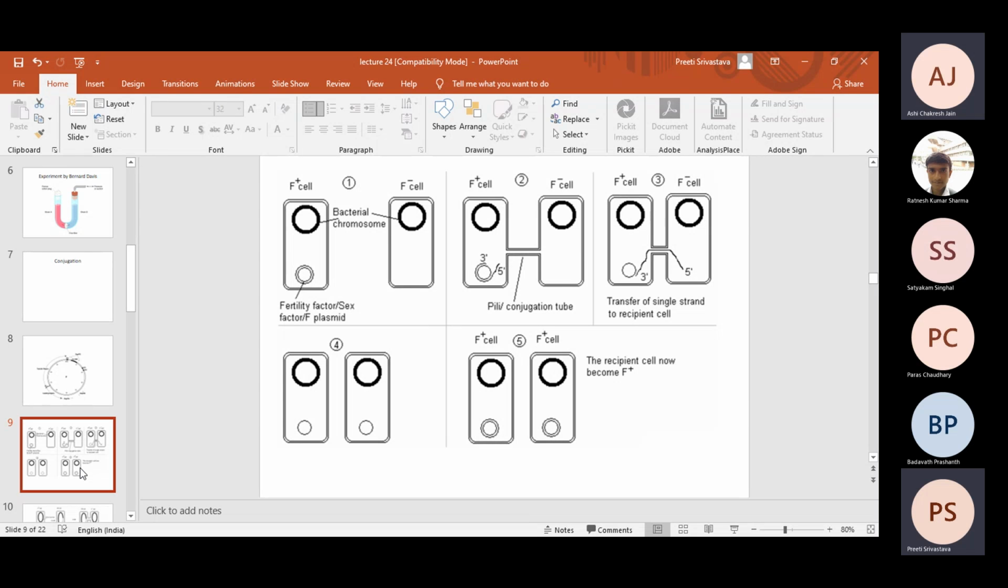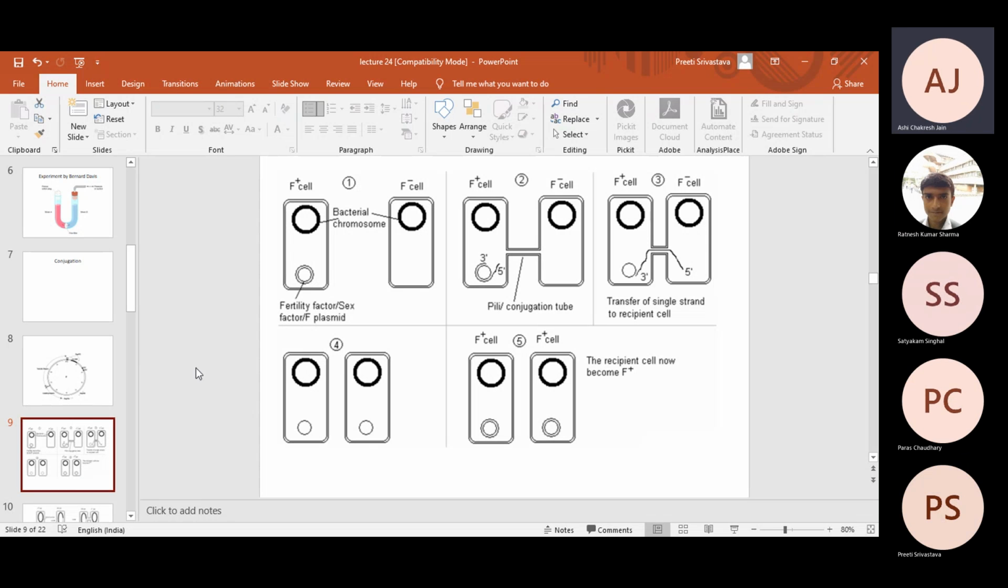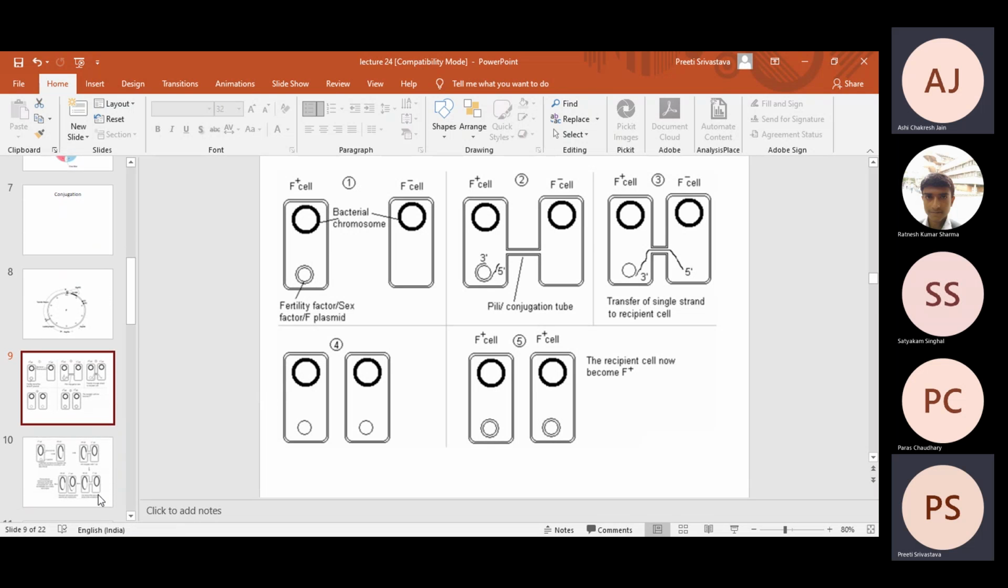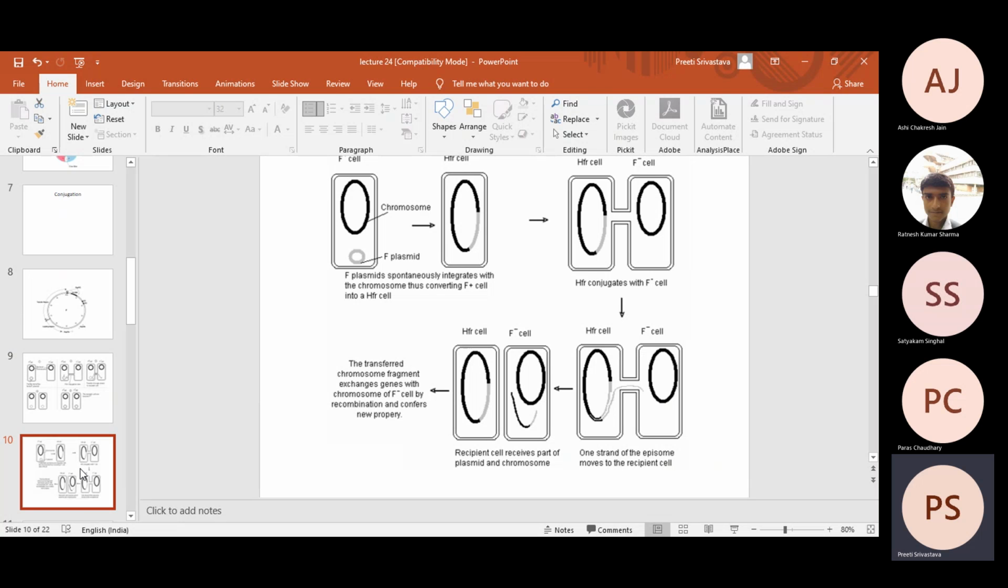Yes, ma'am. When the fertility plasmid is present, the bacteria would be an F plus cell, and when it is absent, it would be an F minus cell. Two F plus cells would never conjugate. Whenever conjugation takes place, it would occur from F plus to F minus, and the plasmid would replicate, and a copy would be sent to the F negative cell as well, and then both the cells would become F positive after the replication procedure completes. Okay, very good.